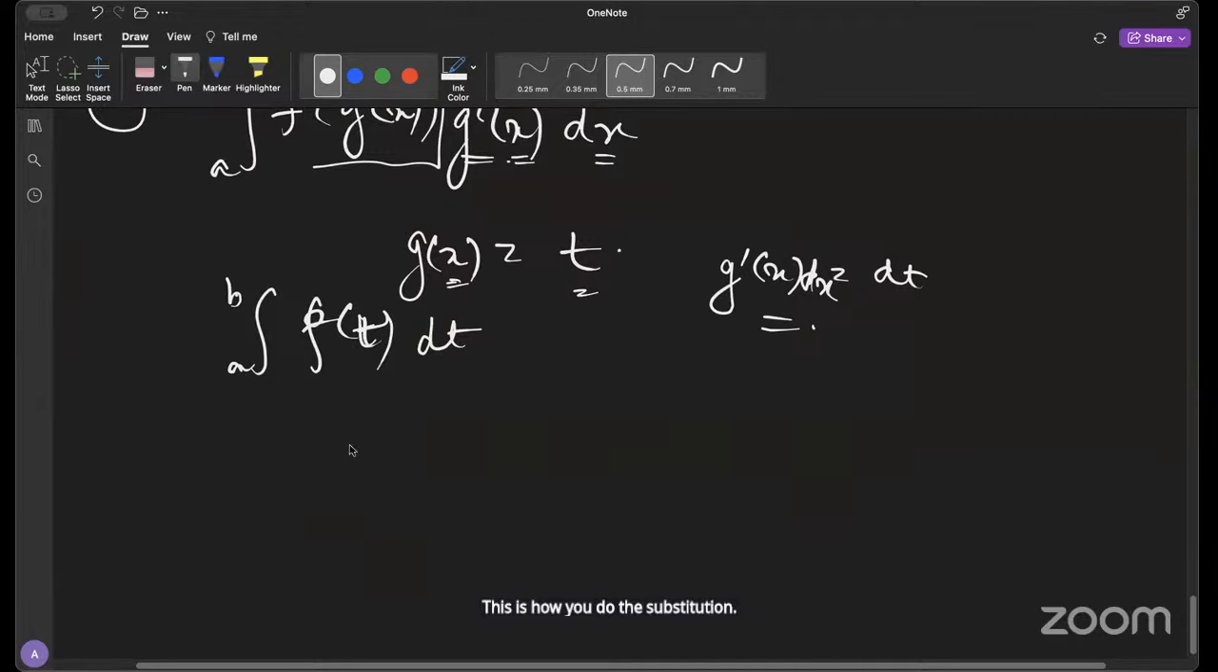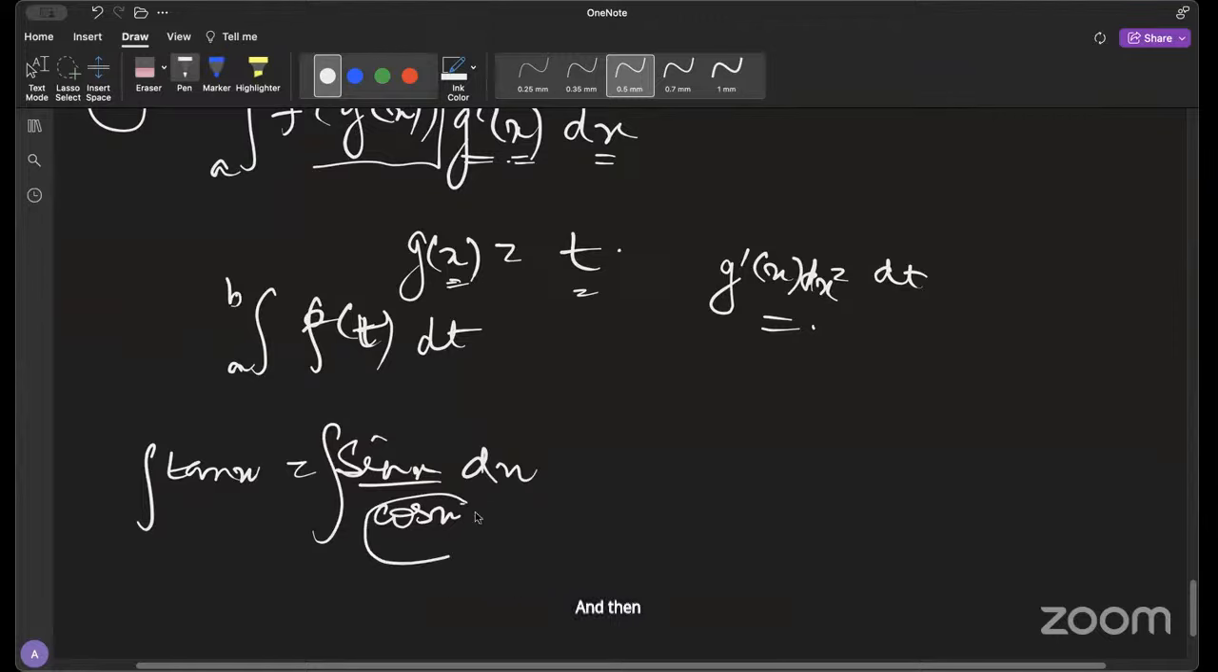For example, let's just say you've been given the integration of tan x. What you do is you write it as sine x by cos x dx, and then you substitute this thing as t. So here you get a t, and then sine x dx becomes, taking the derivative, minus dt. Minus because cos's derivative is minus sine, right? So this becomes minus dt.